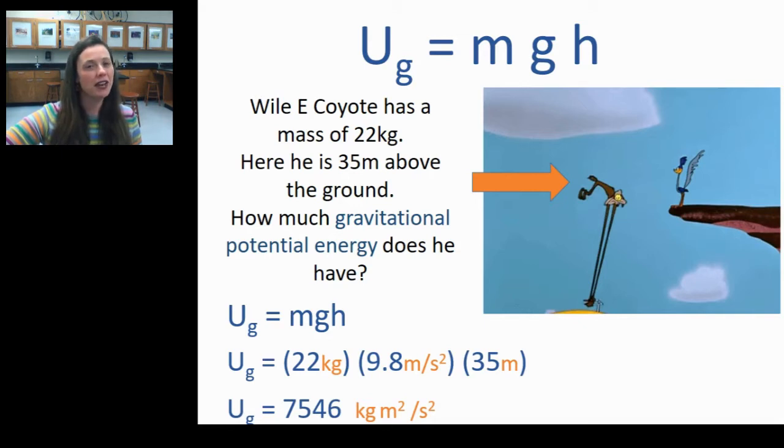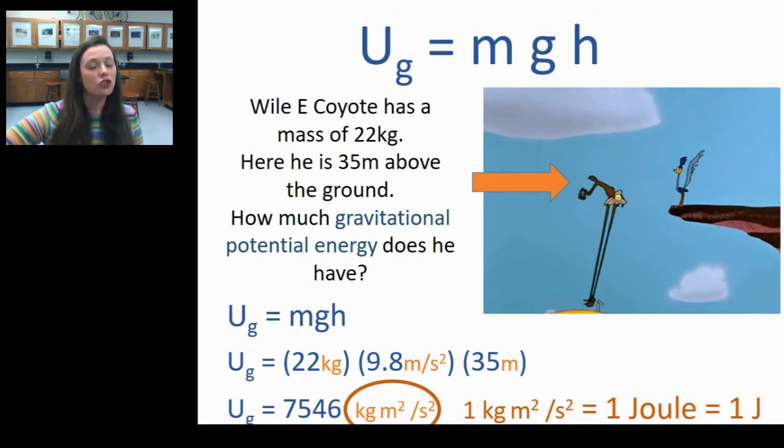Now, the unit on that gravitational potential energy is kind of an unwieldy unit. In physics, we give that unit a special name, just like we call a kilogram meter per second squared a Newton. This unit, a kilogram meter squared per second squared, is called a joule, abbreviated with a capital letter J.